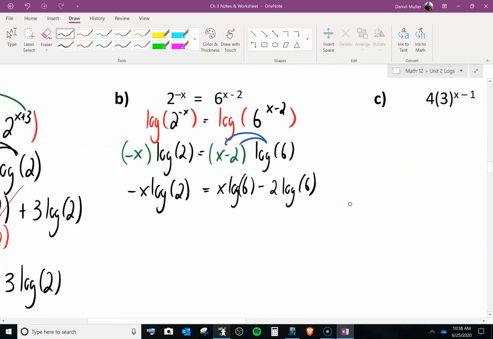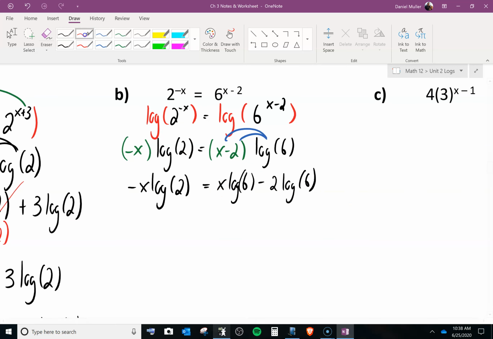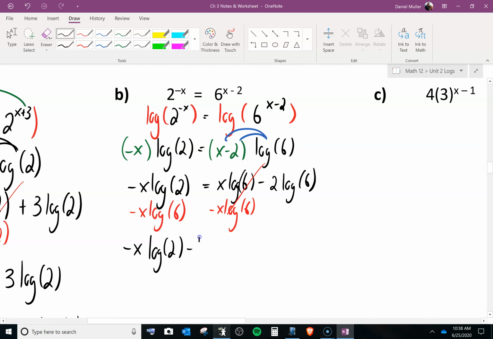So I want to bring the x's together, so I'm actually going to bring this one over to the other side. So I'll subtract it away onto there. Again, these can't be combined. So I'm just going to write a negative x log of 2 and a negative x log of 6. And on the right side I just have a negative 2 log of 6.